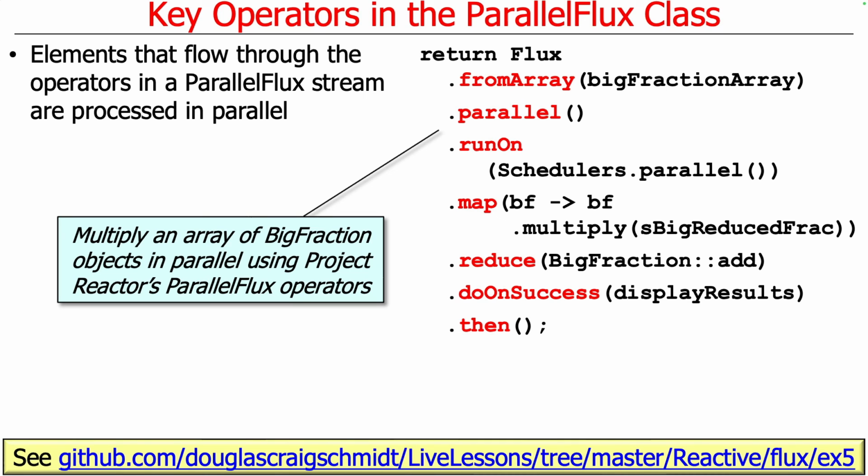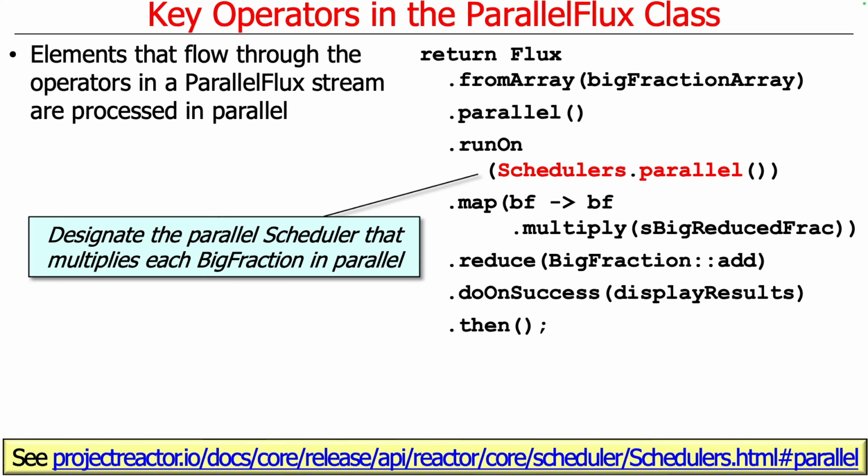Here's an overall view of how this works. We have a Flux, and we give it some input, in this case an array. We then make it a ParallelFlux. Then we say run on this scheduler, the parallel scheduler. It could be another scheduler, but it's the parallel scheduler here. Do the multiplications in different threads, reduce the results by adding them together, and then display the results if everything goes well. This is how we designate the scheduler to use. In this case, because everything is computation intensive, we use the parallel scheduler. But if you need to do I/O, you would use a different type of scheduler, and we'll talk about that later.